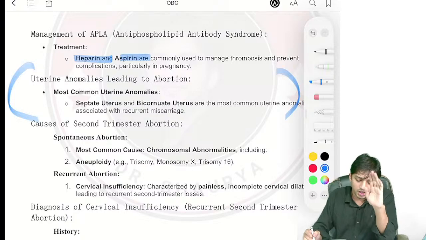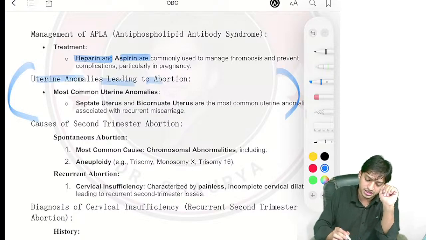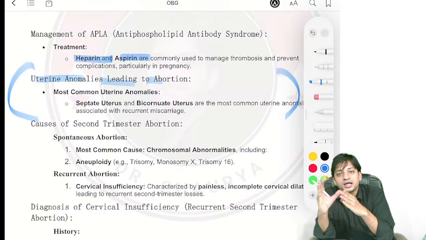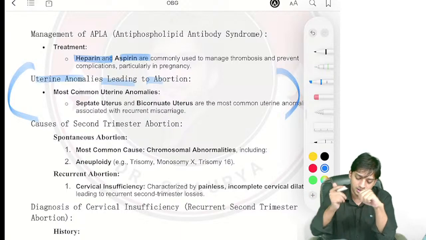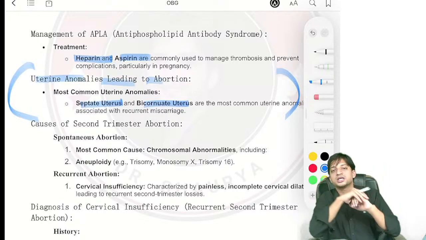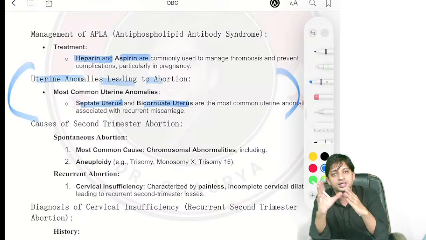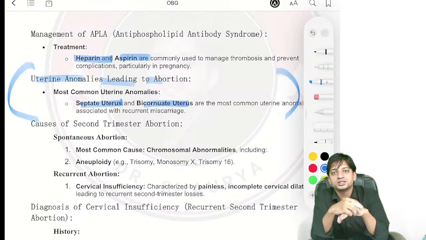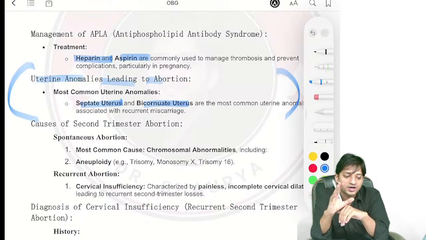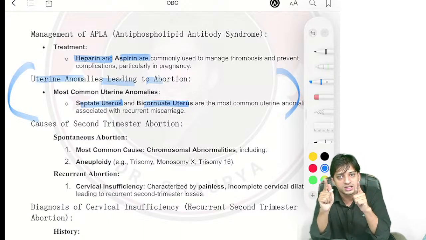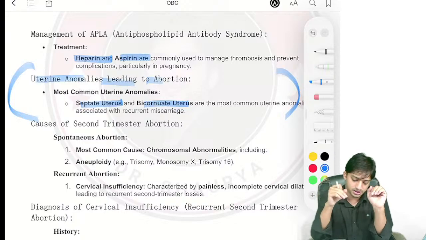Now, after APLA, what we are going to discuss are the uterine anomalies leading to abortion. There are some uterine anomalies, malformations in the uterus, that can lead to abortion. Very common ones are the septate uterus and the bicornuate uterus. If the uterus is septate or bicornuate, the fetus will not have proper space to expand or increase in size. So there will be a high risk of abortion, right? You need not remember this; from common sense you can correlate and answer.